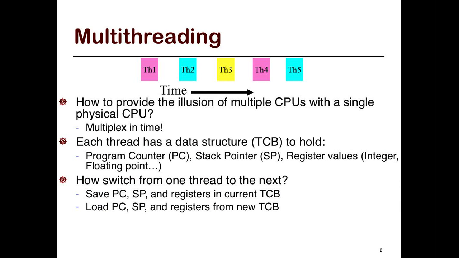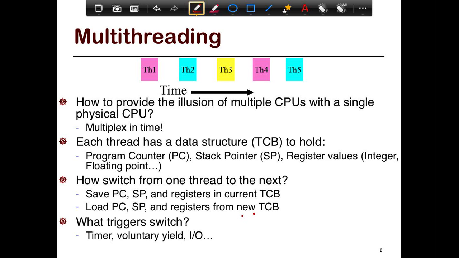Okay, so how do you switch from one thread to the next? You save the PC, the stack pointer, and registers in the task control block, and you load the PC, stack pointer, and registers from the new task control block from where you want to continue. And what triggers a switch? There are a lot of different possibilities for this. There are timers, so after a fixed amount of time, voluntary yield, where a thread, after doing its own work, gives up, saying that it's done with its CPU and someone else can use it.